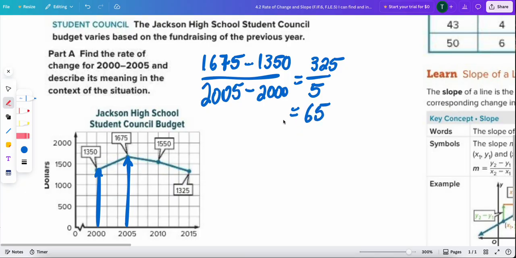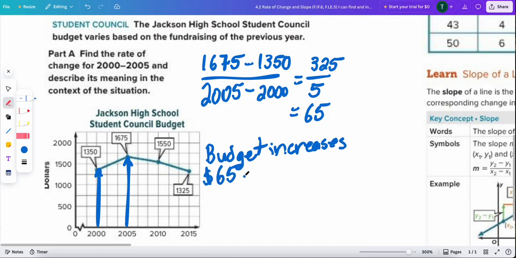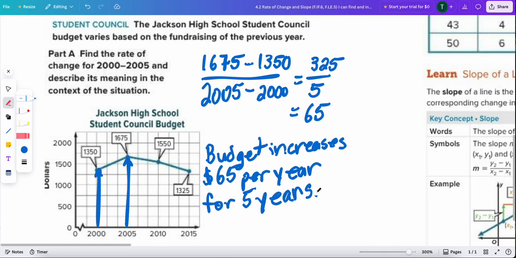Now it says describe its meaning in this context. So that means we're going to get $65 and it's going up. So an increase. So the budget increases $65 per year, and that's for those 5 years. Okay, so that's what that part of the graph is showing. It's showing that each year for those 5 years it went up $65.